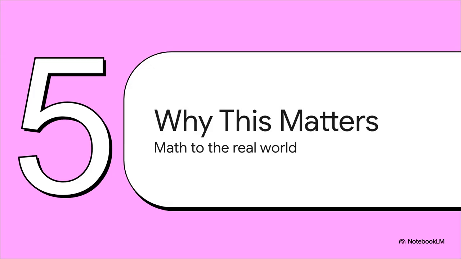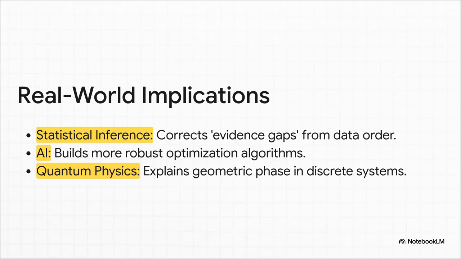Now, this is a really beautiful piece of mathematics for sure, but it is not just some abstract curiosity. This is where it gets really, really powerful, because knowing the fundamental shape of an error completely changes how we can solve problems out in the real world. So take statistical inference. When an algorithm is learning from data, the order it sees that data can create a bias, an evidence gap. But now we know that gap has a hexagonal structure, which means we can build tools to specifically look for and correct it.